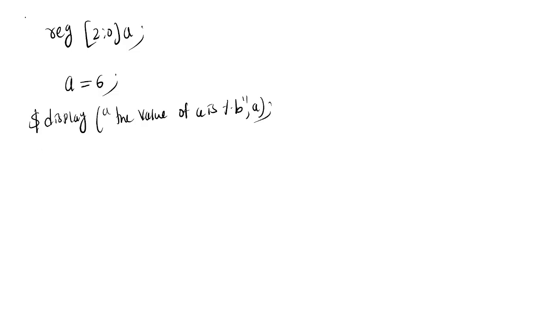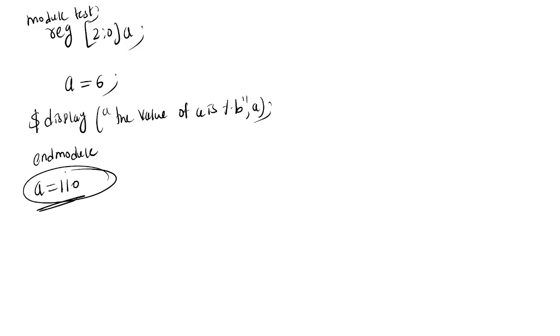I am using module test and endmodule. Here a semicolon should not be there after endmodule. So internally what will it store, can you guess and tell me? 110. Yes, a will store 110.